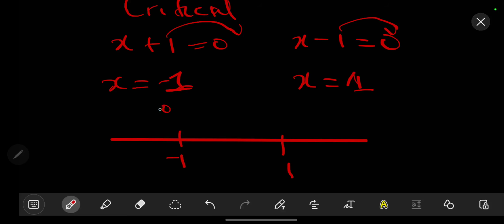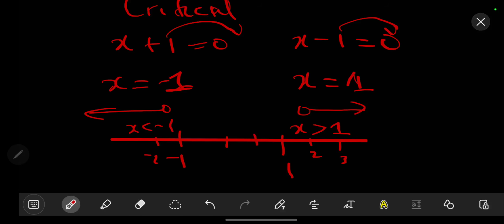All the values on this side are less than negative 1. They could be negative 2, negative 3. So we can say x is less than negative 1. Then all the values on this side, we could have a 2, we could have a 3, all of them are greater than 1. So we can say x should be greater than 1. Then from here, we could have a 0, we could have 0.5 and all that. All these values are greater than negative 1 but less than 1.